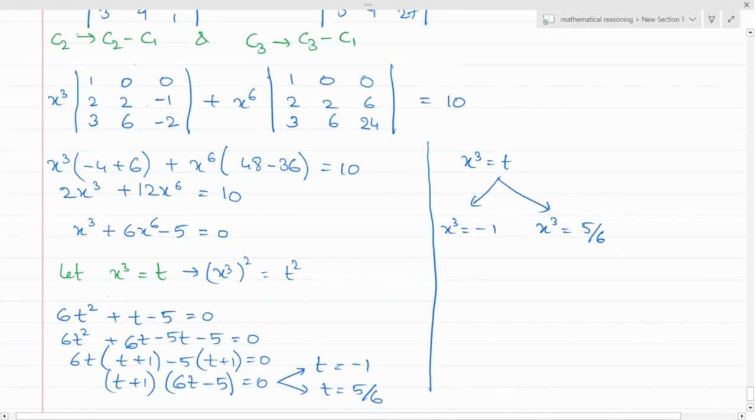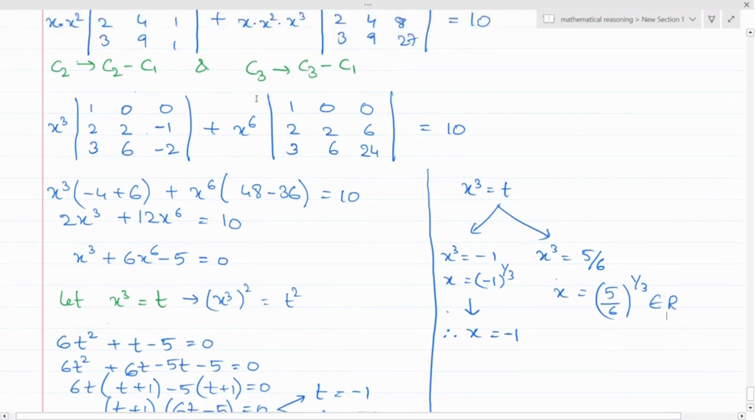So from here, x is equal to minus 1 whole power 1 by 3. So from here we'll get only one real value of x, that is x is equal to minus 1. The remaining two roots will be some complex numbers, but in the question only real numbers are asked. So from here we'll get one value of x. From here x is nothing but 5 by 6 whole power 1 by 3, which is a real number.